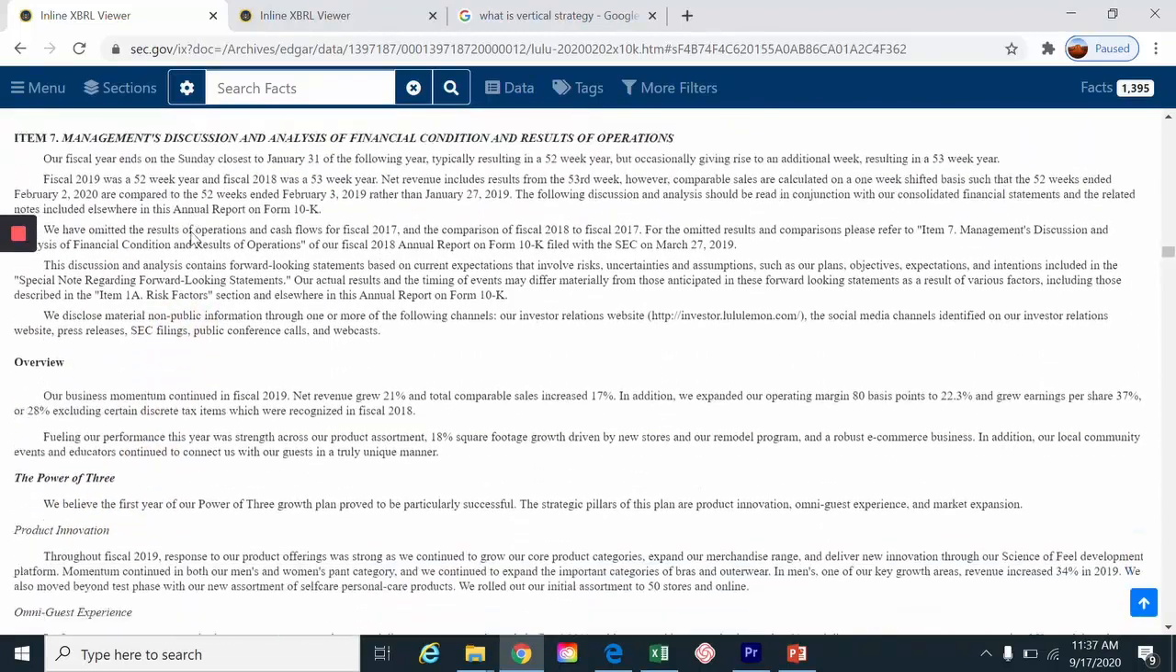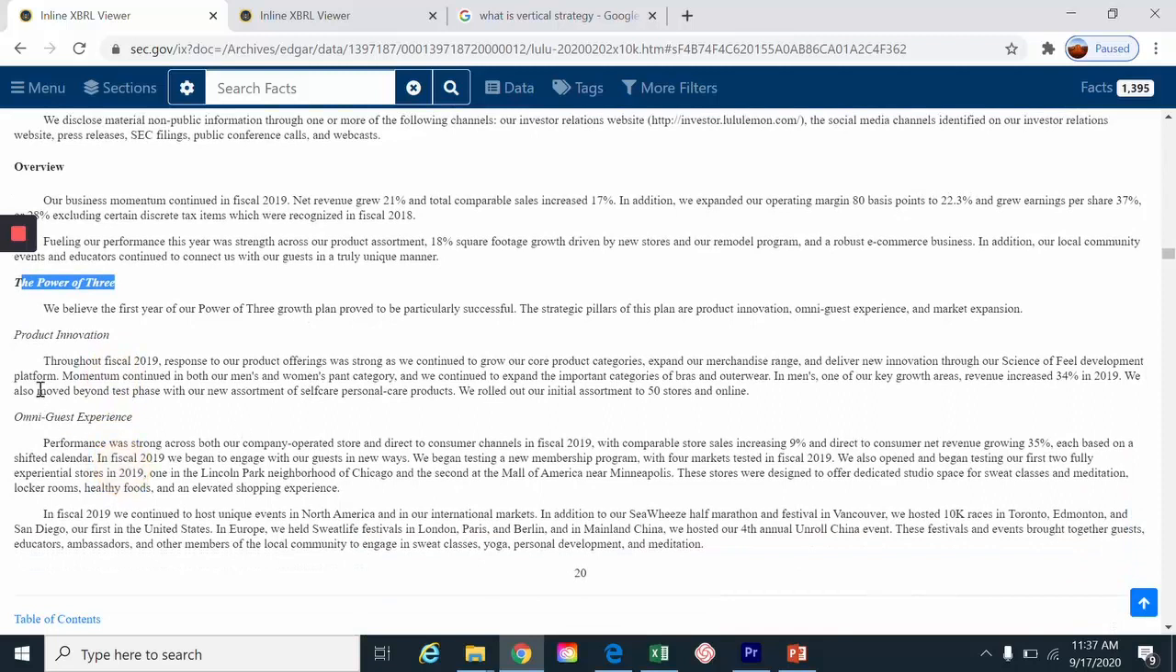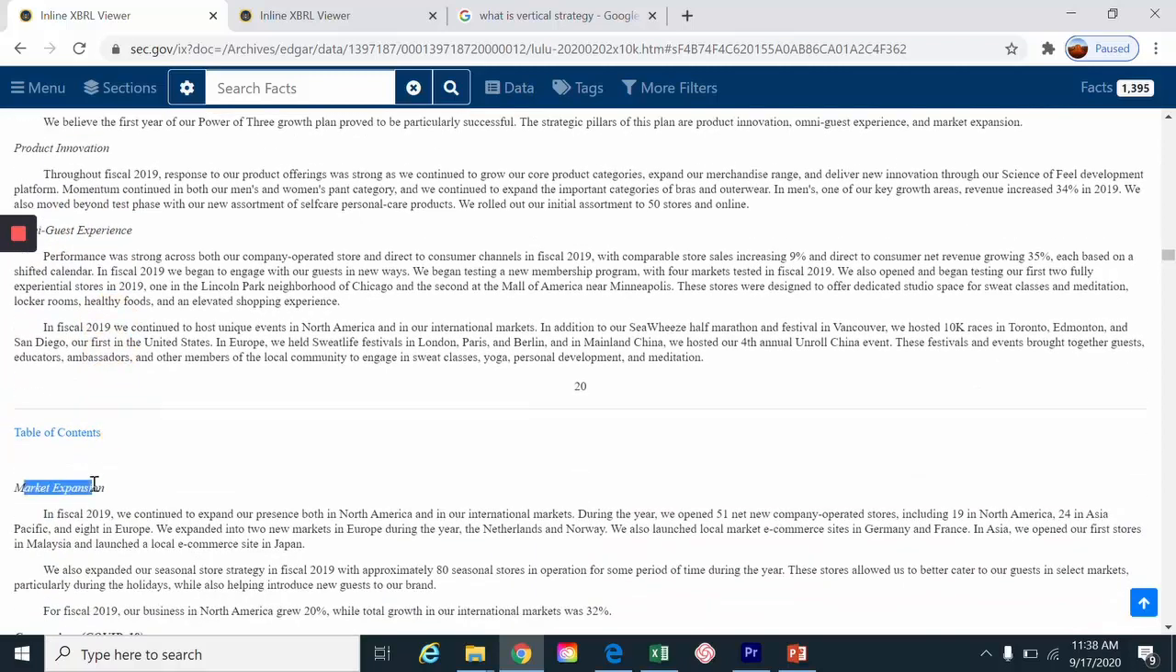And then you have, in fact, item number 7, which is the management discussion, right below item number 6. And you can see that the Power of 3 is the strategy of Lululemon, and the 3 things to which they give importance are product innovation, the guest experience, omni guest experience, and finally market expansion. So when you look into the market expansion, you should already have this idea that they are trying to open new stores. So obviously with market expansion, you expect their revenues to grow as well.